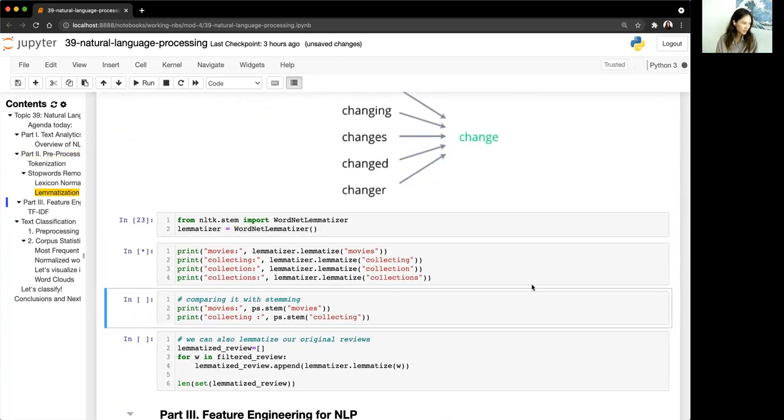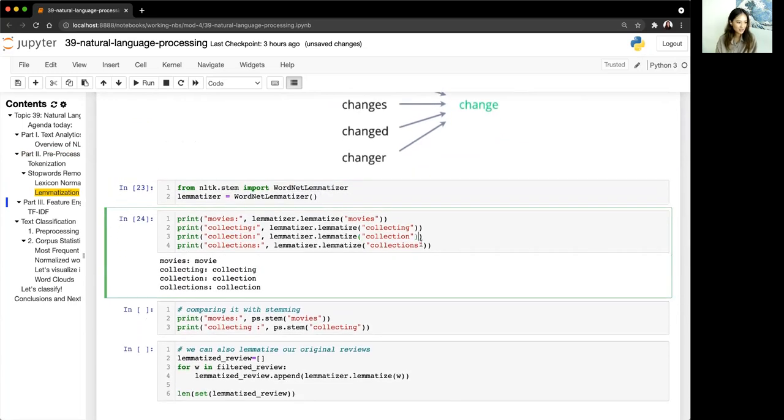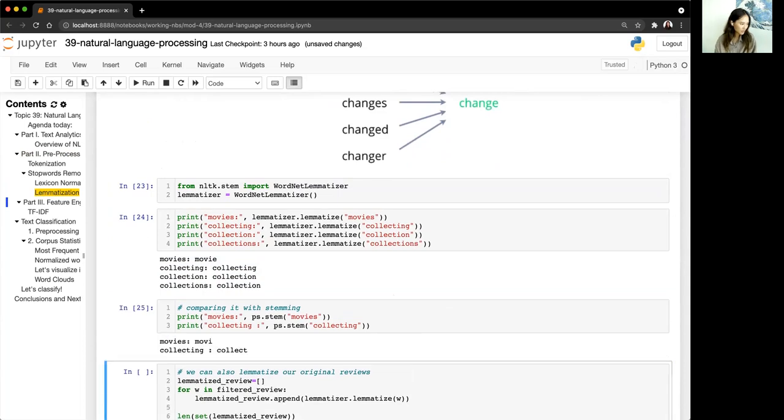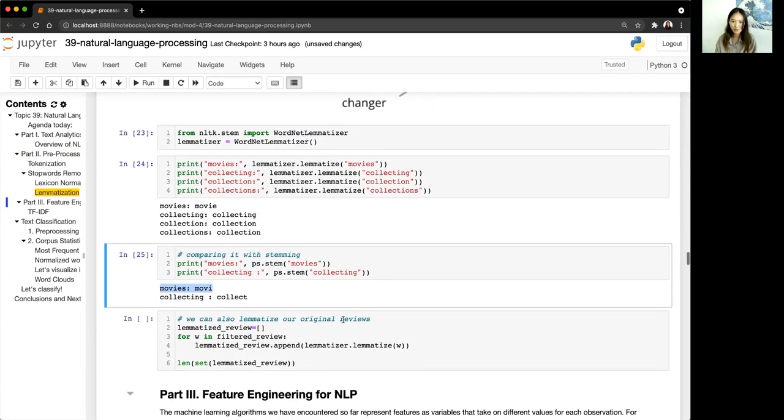So here you can see that we have instantiated the lemmatizer, and we're going to lemmatize these words one by one. So movies becomes movie, collecting and collection remain the same, and collections gets reduced to collection. If we compare it with stemming, for movies, stemming turns it to movi with no E, and collecting turns it to collect. I'm actually interested to see if collection also gets, yeah, collection actually gets stemmed into collect, which is interesting.